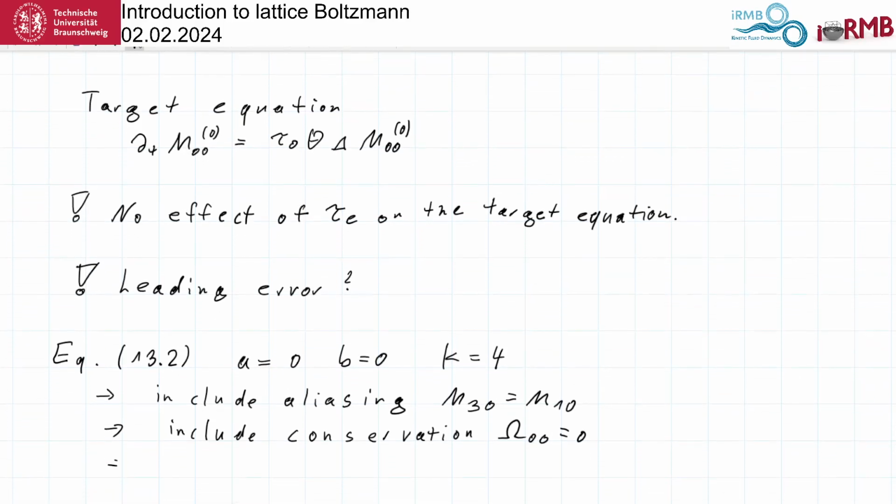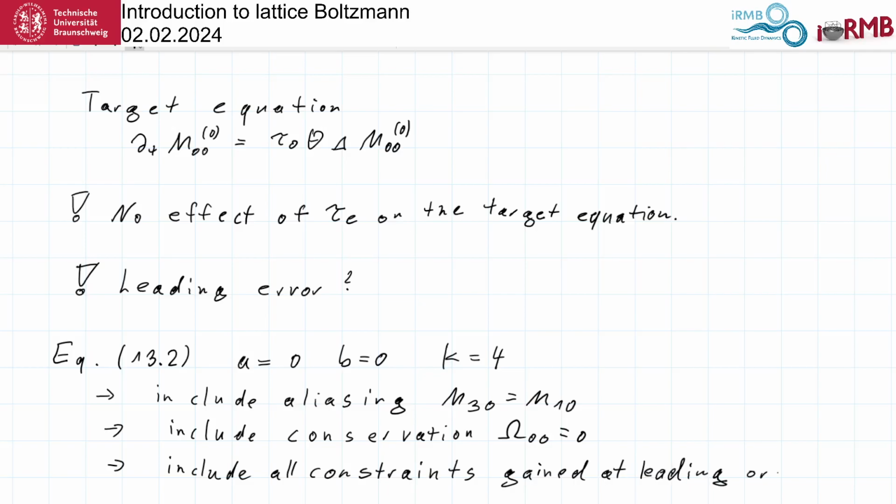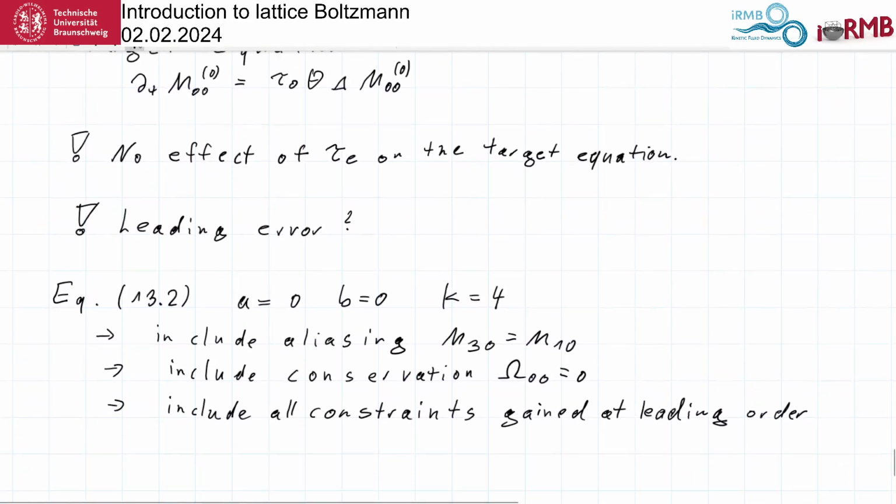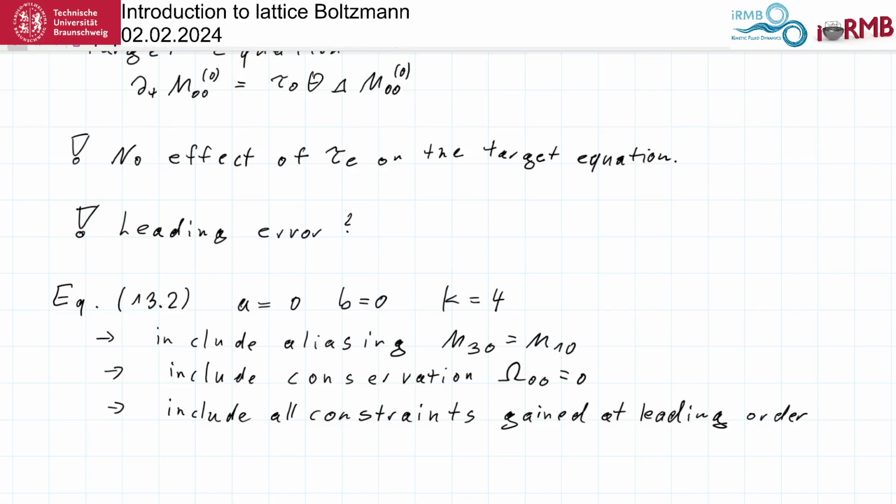And we include all constraints gained at leading order. Yeah, they are still in here, of course. So they are already built in the equation. Yeah, I'm saying we include all of this because we want to simplify our thing as much as possible.